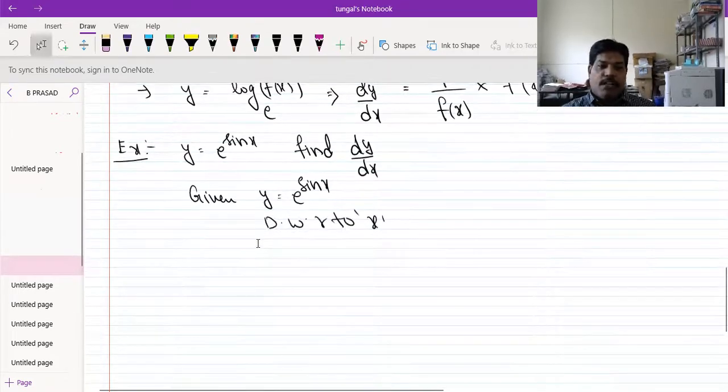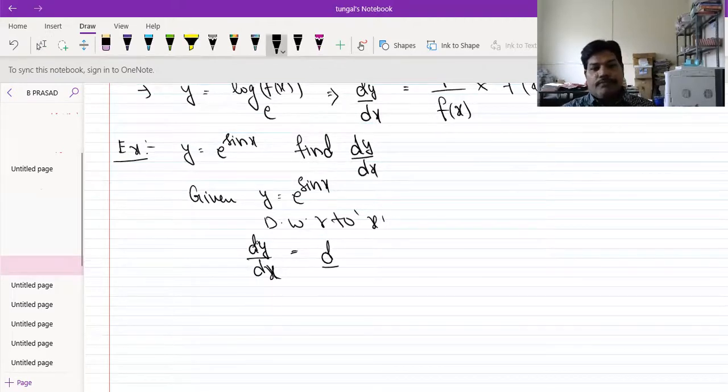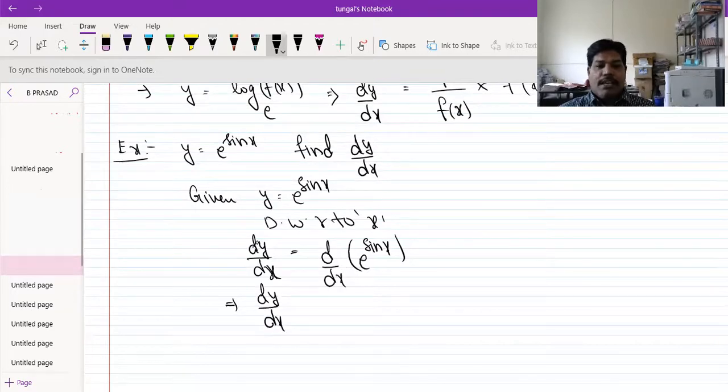What happens? That implies dy by dx is equal to the derivative of e power sin x. It will become dy by dx is equal to e power f of x. The derivative of e power f of x, I have already given: it is e power f of x into the derivative of f of x.